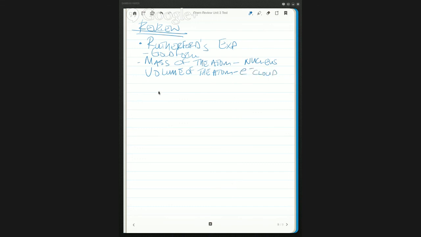All right? From this, we also learned, as a side note, that the nucleus not only is dense, but it is also positively charged. Okay, so that's important to remember.